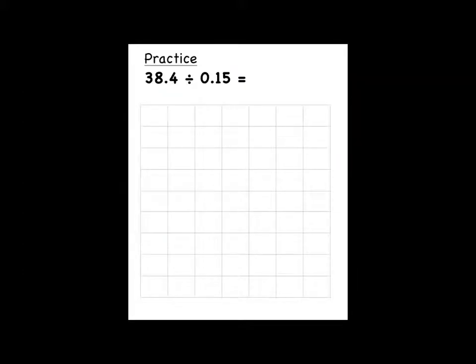Let's try another one. Here I have 38.4 divided by 0.15. Please remember, you can't change the order of a division problem. So whatever number you're starting with, that is the dividend. So my divisor is going to be 0.15, and my dividend is going to be 38.4.